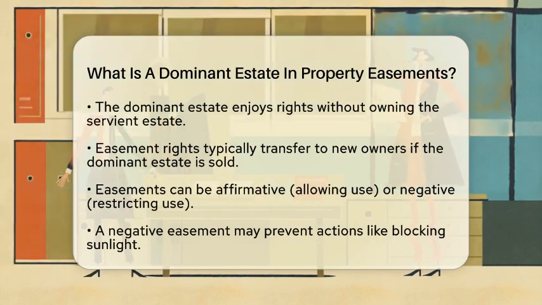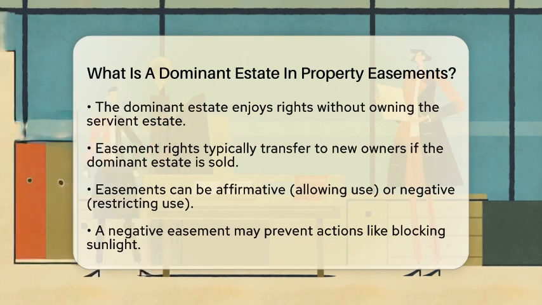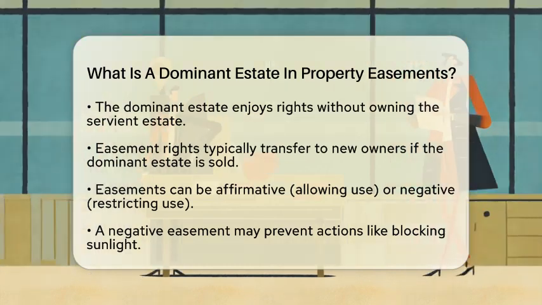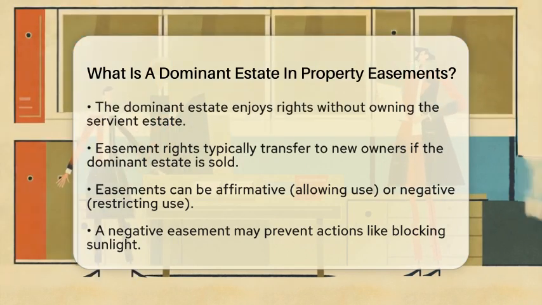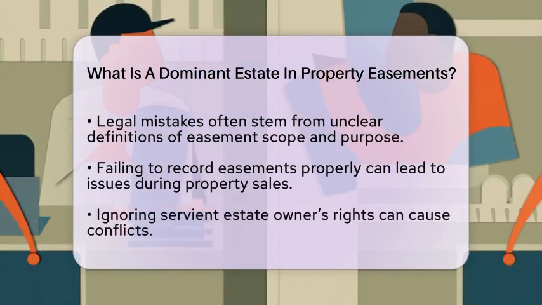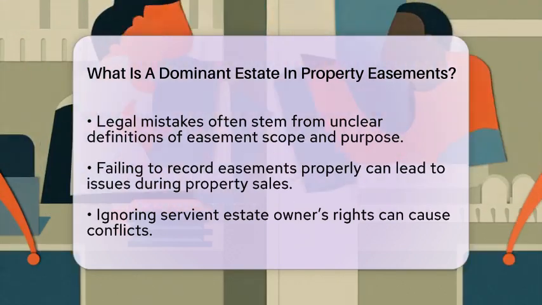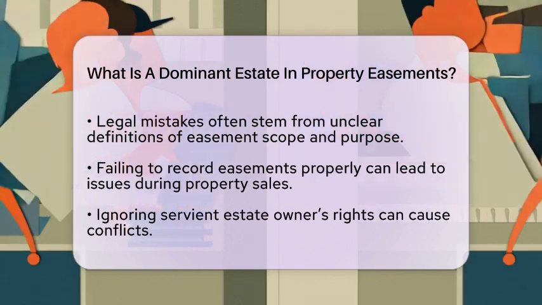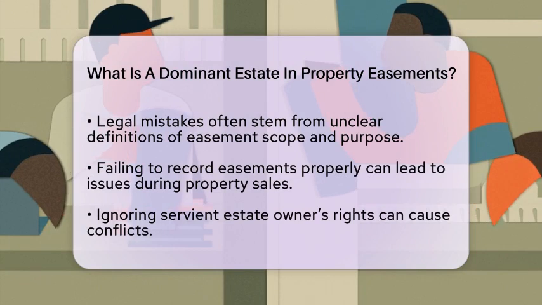Key features of a dominant estate include that the easement benefits the land itself, not just the owner. This means that if the dominant estate is sold, the easement rights typically transfer to the new owner. The right to use the servient estate is usually for a specific purpose, which is defined in the easement agreement. Easements can be affirmative, allowing use, or negative, restricting use. For instance, a negative easement might prevent a neighbor from blocking sunlight to a garden.